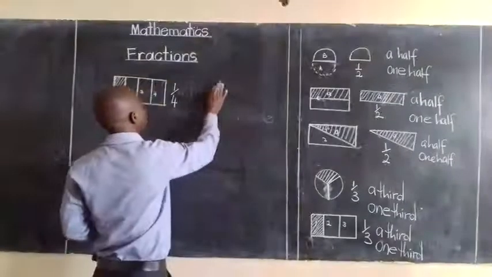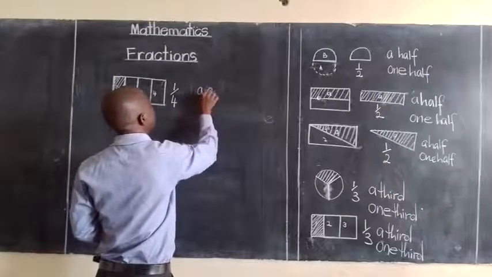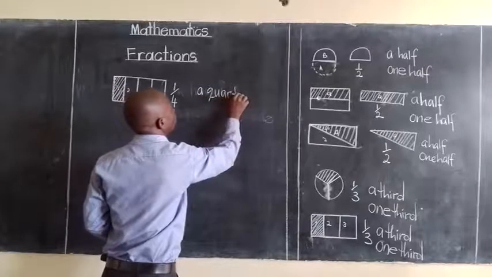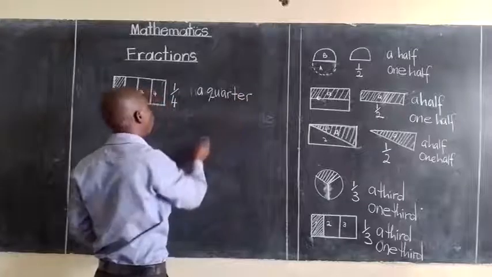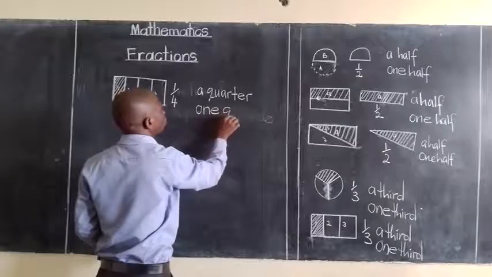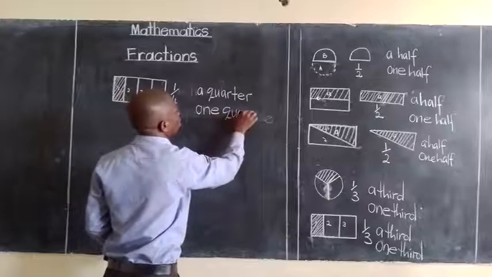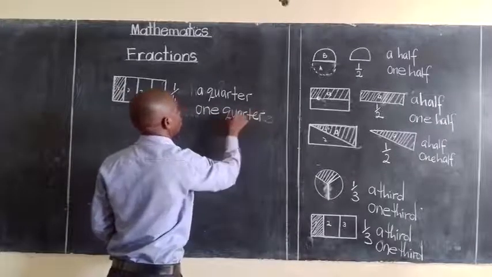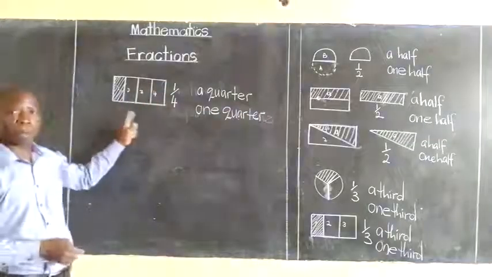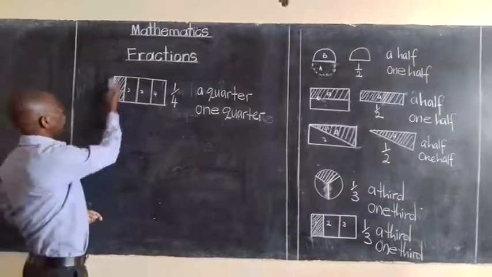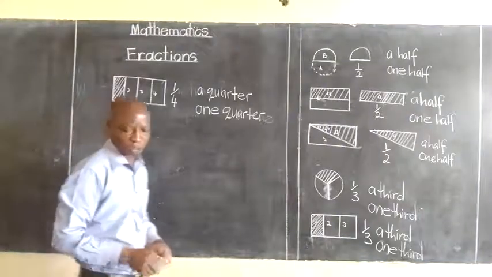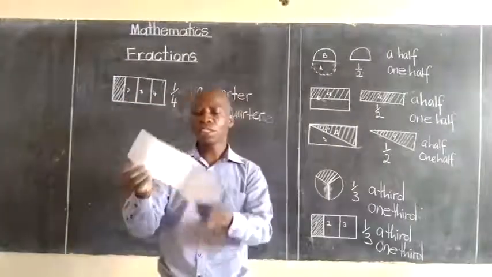Which is written as a quarter. Or 1 quarter. So we are removing one part out of the 4 parts. We are taking away this part. It is 1 out of the 4 parts. So it's 1 quarter. This is our whole.